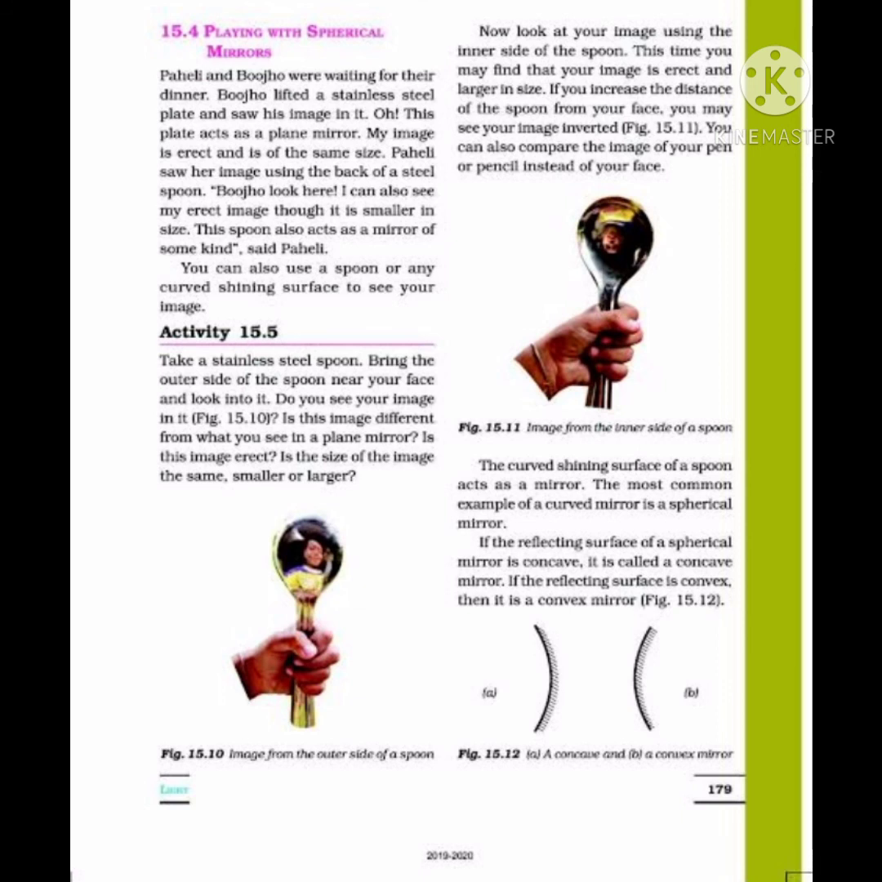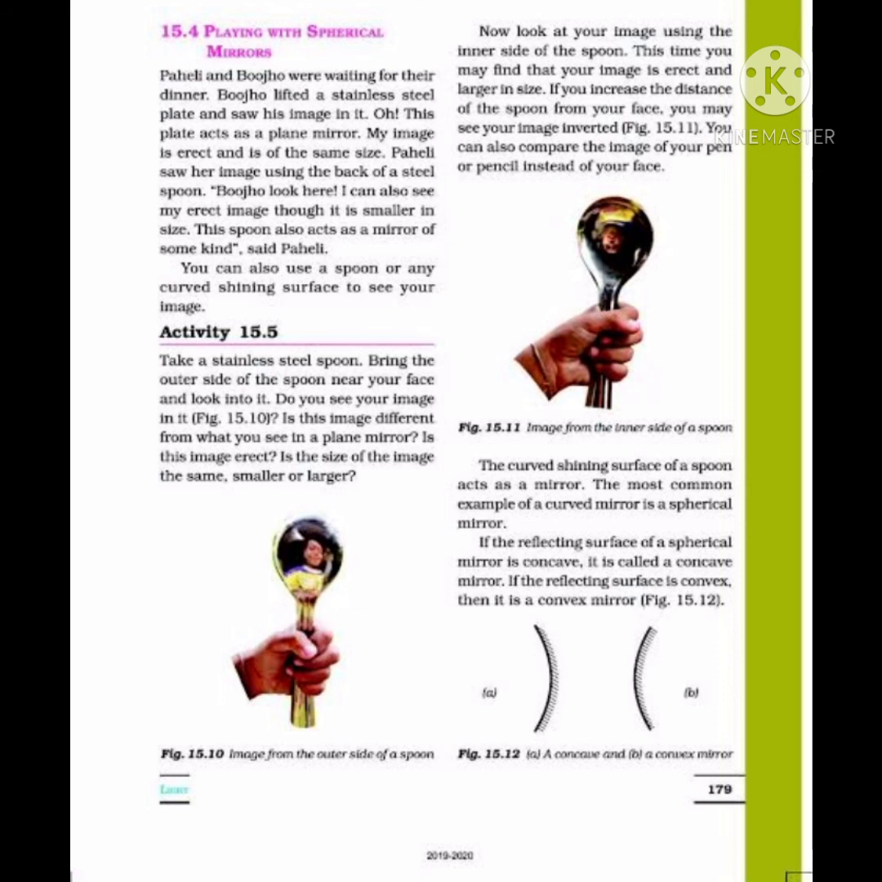For a spherical mirror, we can see two surfaces. If the reflecting surface of a spherical mirror is curved inward, such mirrors are called concave mirrors. In figure 15.12 you can see what a concave mirror is. And if the reflecting surface is bulged outward, then we call it a convex mirror. The inner surface of a spoon acts like a concave mirror, while the outer surface of a spoon acts like a convex mirror.